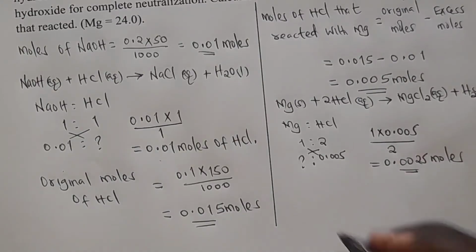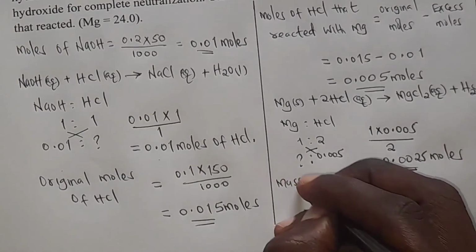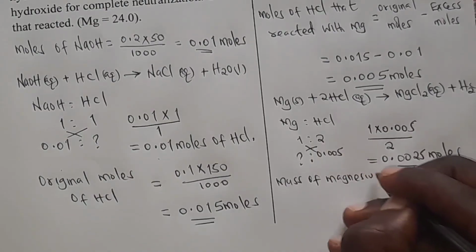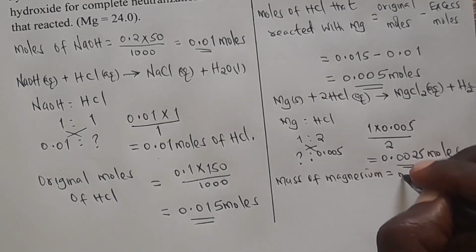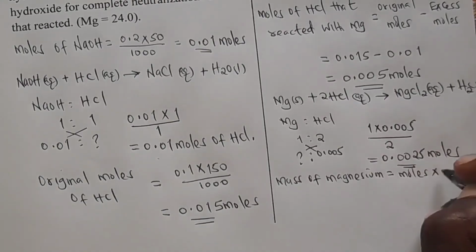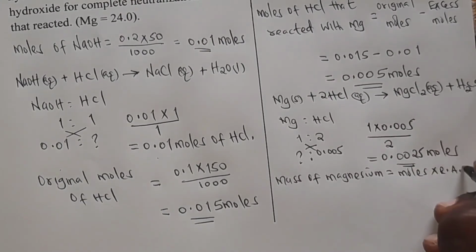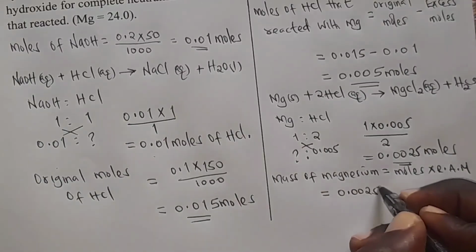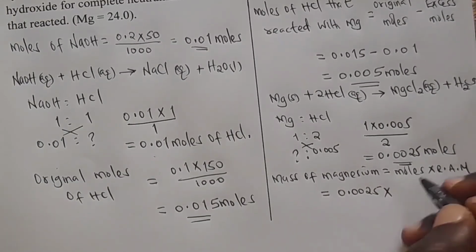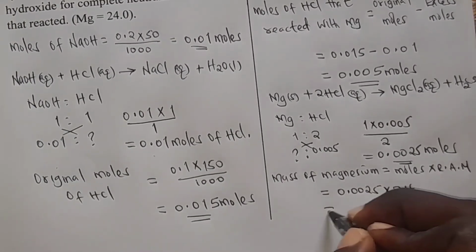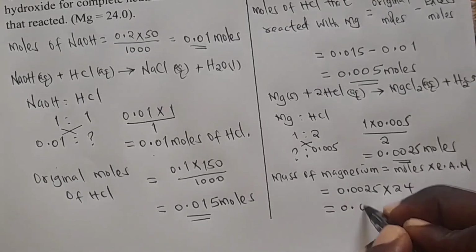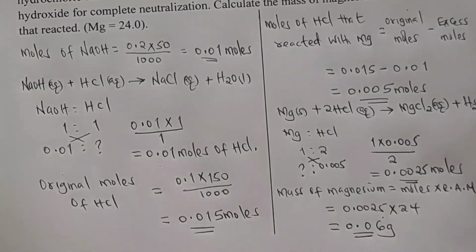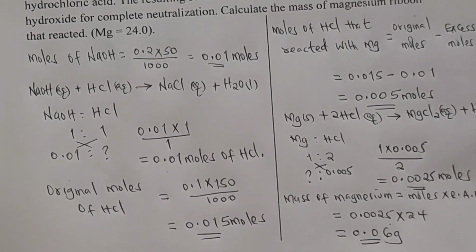So next we are going to get the mass of magnesium ribbon. Mass is given by moles multiplied by RAM, the relative atomic mass of magnesium. So moles, which is 0.0025, multiplied by the RAM of magnesium, which is 24. This will give us 0.06 grams of magnesium ribbon. That will be the mass of magnesium ribbon that reacted.